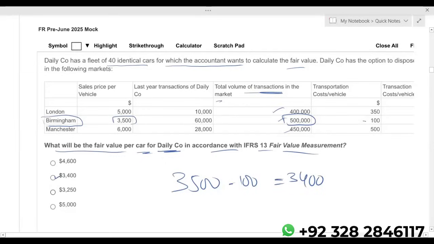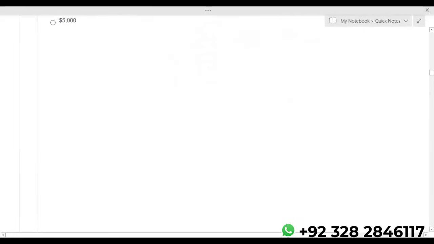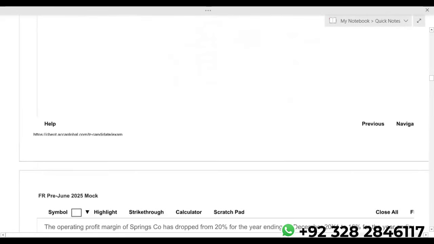So fair value is 3,400. Repeat, whenever you have been given information like this, we always decide fair value on the basis of the principal market. Principal market is the market where we have the highest volume of similar transactions, and the formula of fair value is selling price minus transportation cost. Let's go ahead.